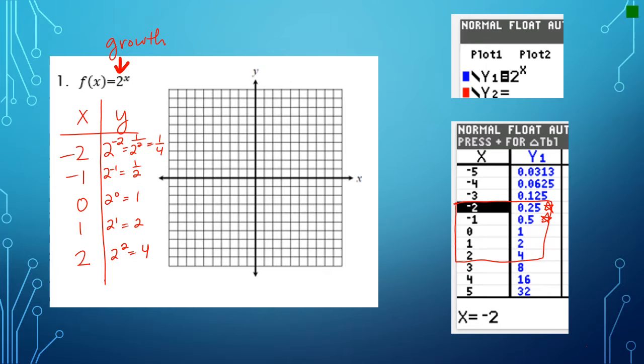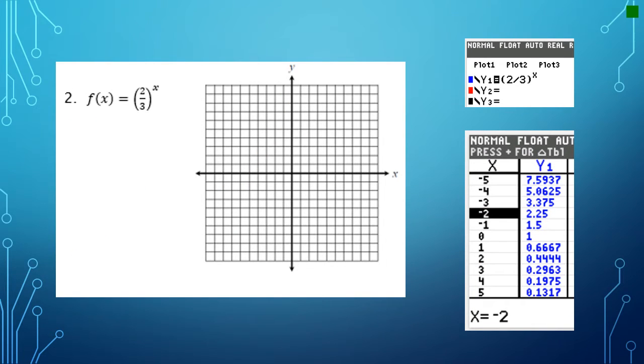So I'm going left 2, and I'm going to go up 1/4. So that would be right here. Then I'm going to go left 1, up 1/2, 0, 1, 1, 2, and 2, 4. And then I'm going to connect the dots, and you can use your calculator to guide your picture as well. This part of the graph that's over here, the part I'm putting this little squiggly line underneath, is going to flatten out at 0. It's never going to cross through the x-axis, and you'll be able to see that by looking at the graph in the calculator as well.